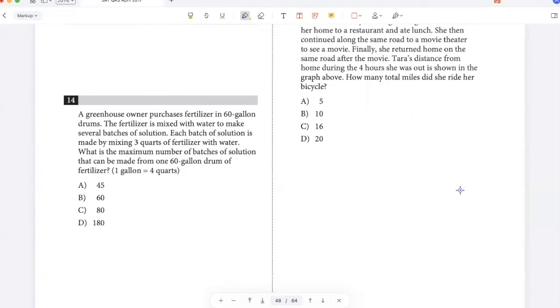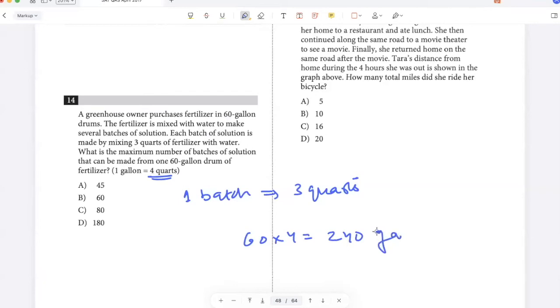Okay, so for one batch, you need 3 quarts, right? And 1 gallon is 4 quarts. So you have a total of 60 times 4, 240 quarts, right? So how many batches can you make? 240 divided by 3, which is 80.